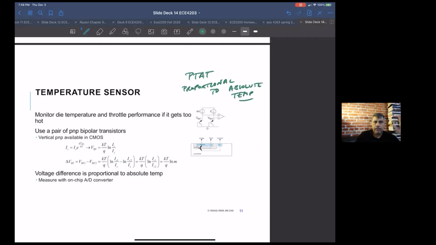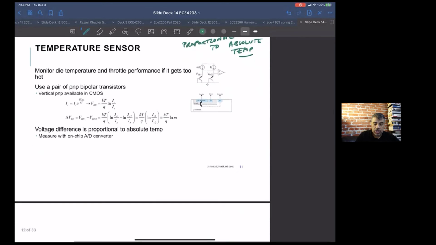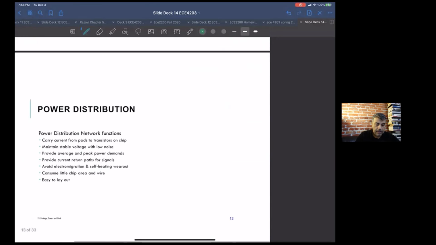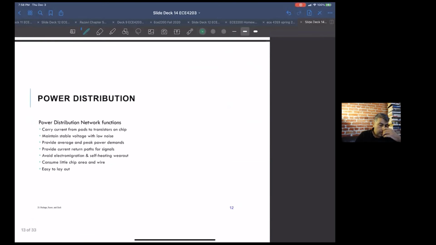I think it was the day before yesterday I had my cell phone out in the sun and it stopped working. It probably has temperature sensors that say I'm getting too hot, stop it. That's what temperature sensors do, and you'll see them a lot in chips. Okay, so that was the thermal effects.